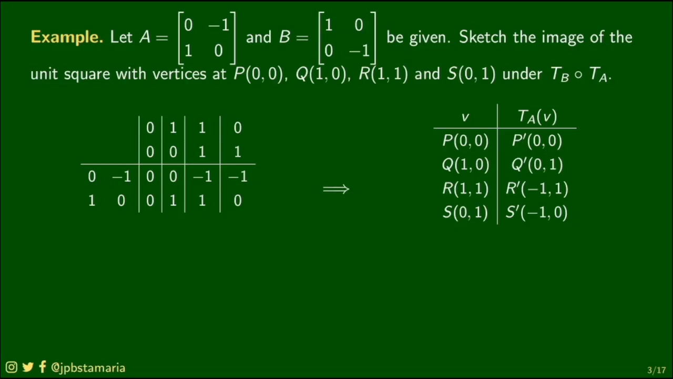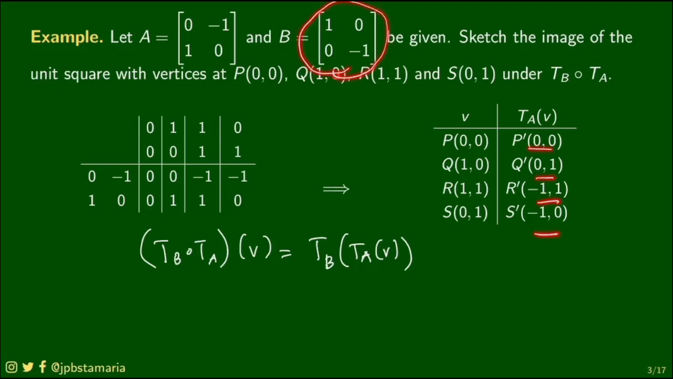So you can check it and try to graph the resulting image on your own. If you want to do it on your own, you might want to pause this video. Next, because this is a composition, after applying TA on the results, we apply TB. Remember, because TB circle TA of V actually meant TB of TA of V. In other words, on these results, we now apply the transformation B.